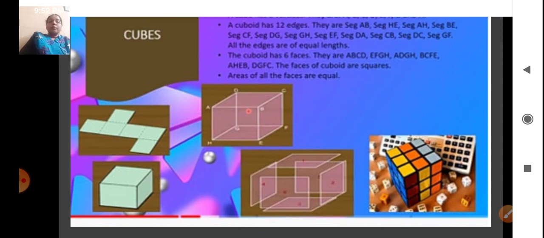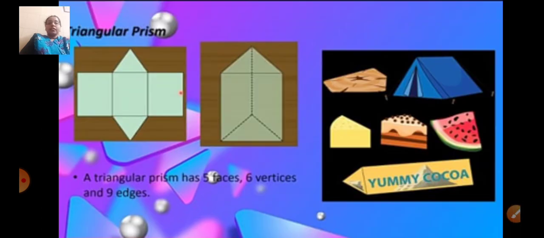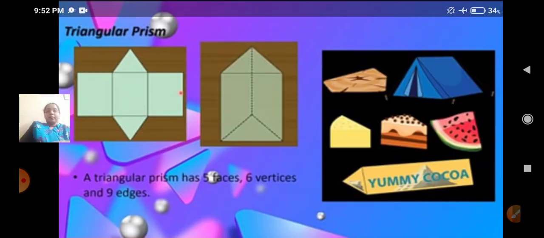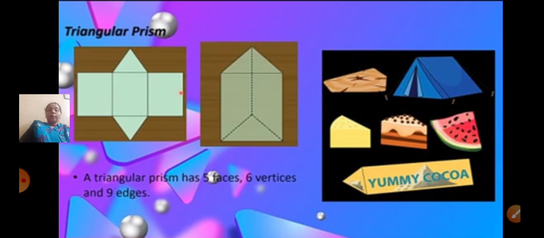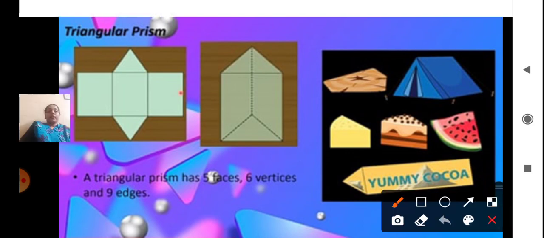And a cube is like a square. The faces of a cube are like squares, and all the faces of a cube are of equal length. Okay, children, now let us move to the next shape, that is a triangular prism. This is the net form which you can see on my screen, and using this net form you can make a triangular prism.